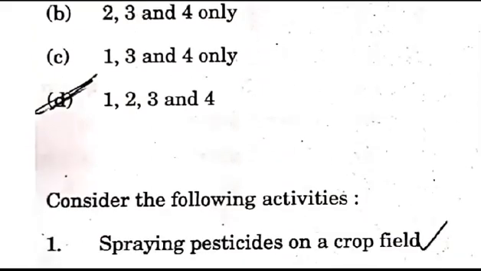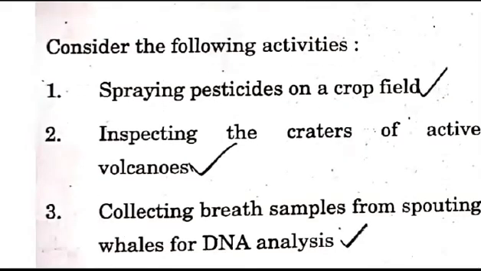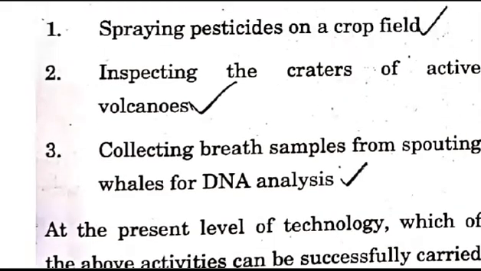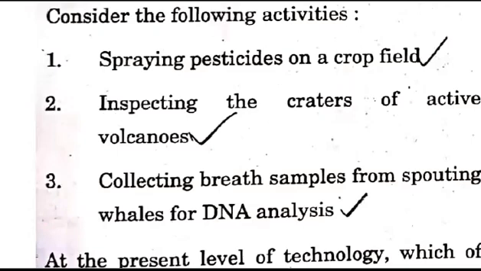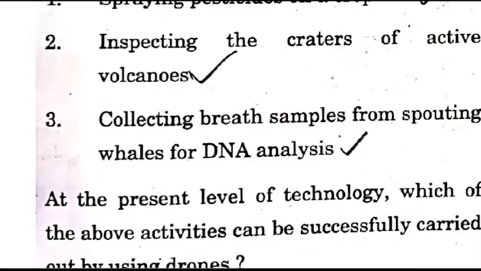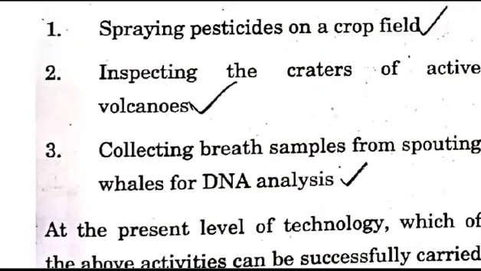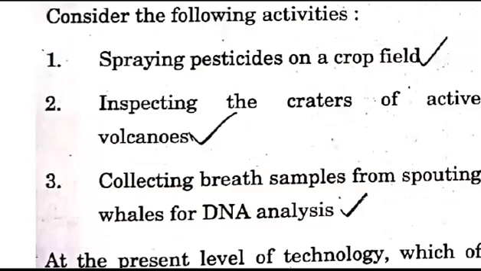Next, question number 2 goes, consider the following activities. Again it is taken from science and technology. At the level of present technology, which of the above activities can be successfully carried out by using drones? Well, drones, as we know, are basically unmanned flying electronic devices. So they are used for various purposes today. Spraying pesticides in the crop field, yes, they are being done.